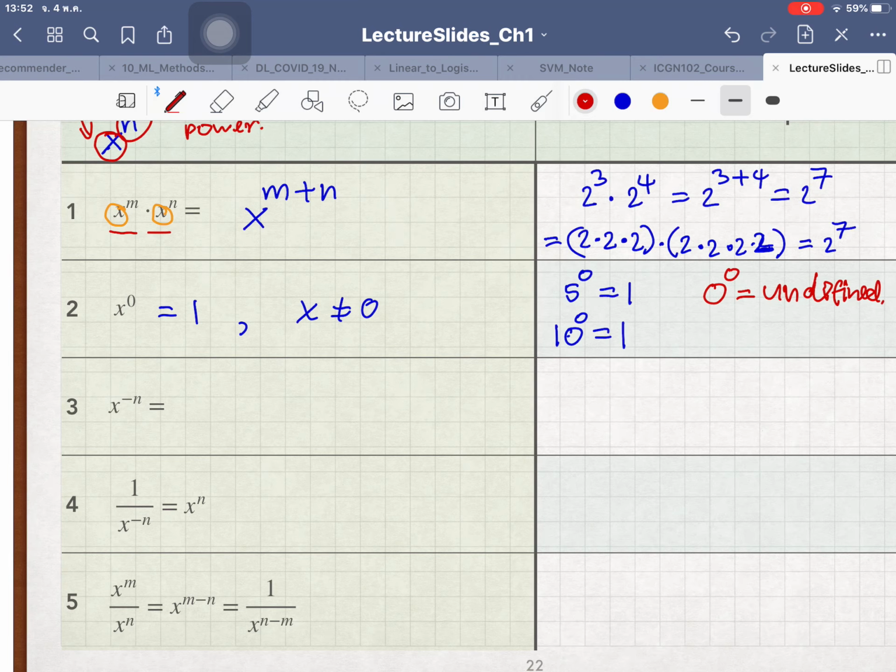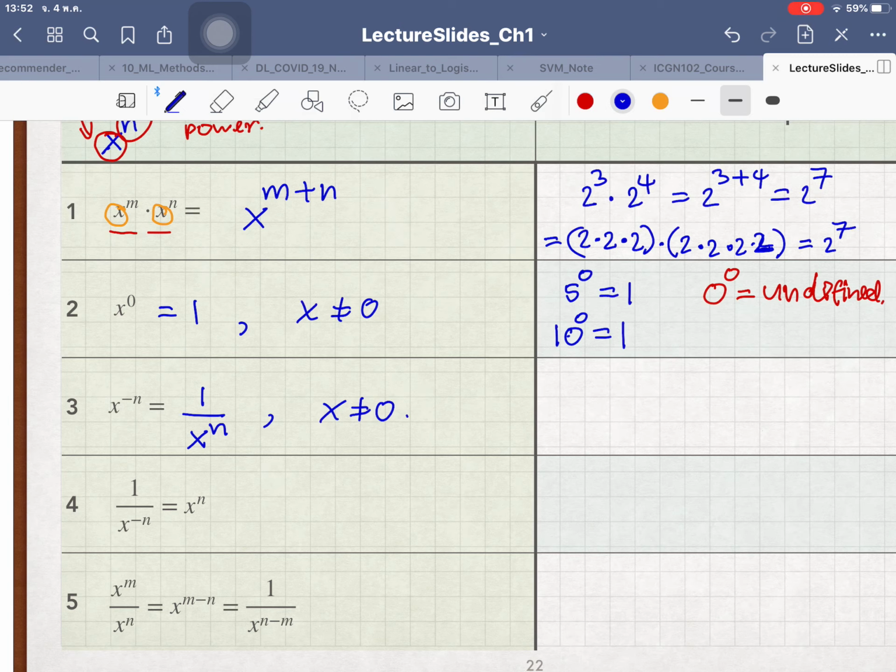For the next rule, here is the case when you have a negative power. In this case, you need to get the reciprocal, flipping it upside down like this. But again, x cannot be equal to 0.